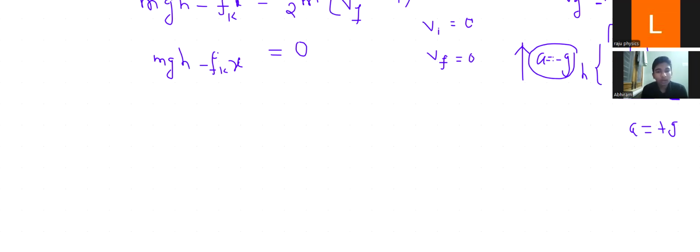Kinetic friction force, Abhi. K means kinetic friction force, not the static friction force. The body is moving, Abhi, so that's why I'm writing kinetic friction force.